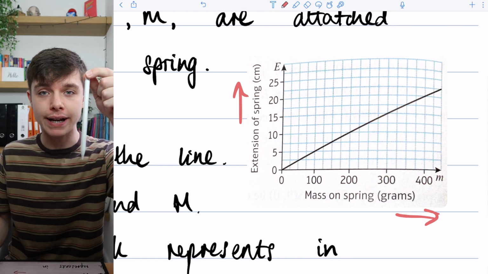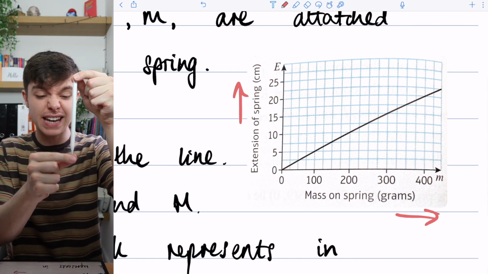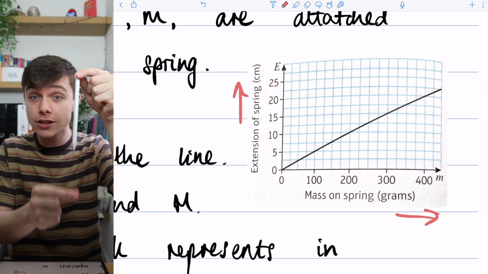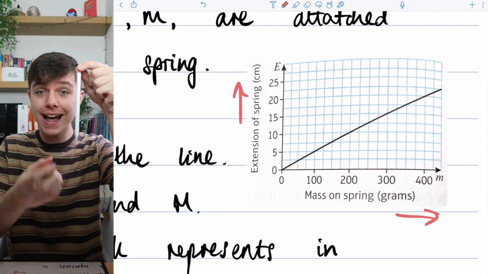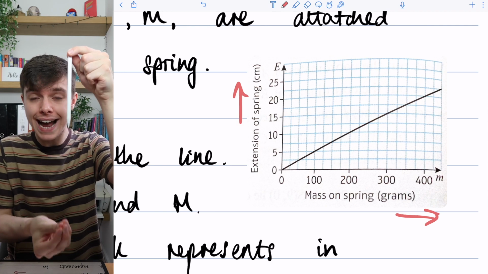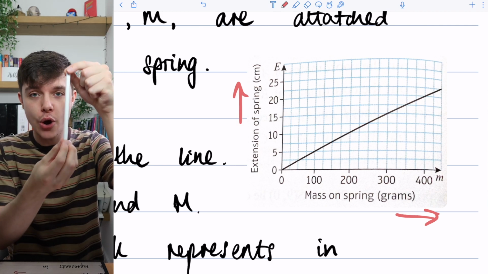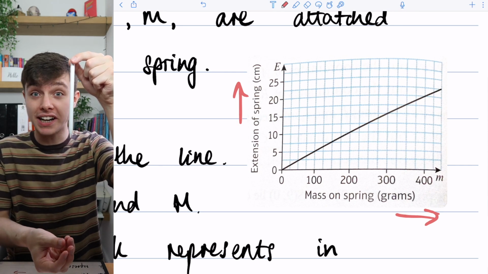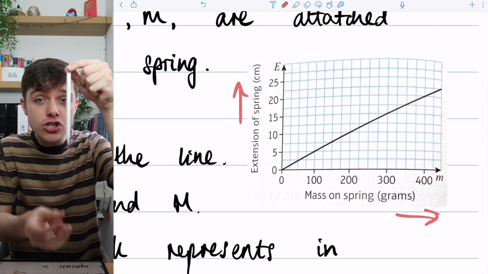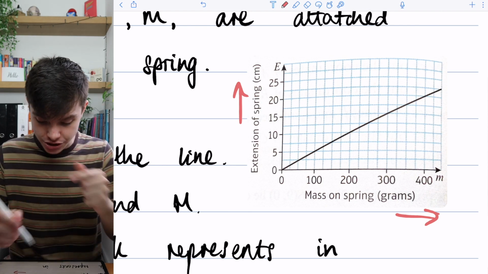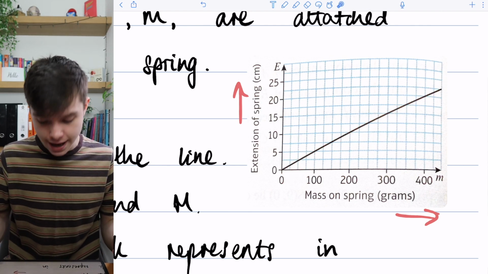If I've got a spring and I add a tiny little weight on the end, it's not going to extend the spring that much. But if I add a big weight, or I pull down on the spring with something much heavier than the little one I've just added, we can clearly see that's going to pull the spring a lot further. The extension of the spring is going to be a lot larger. And that's exactly what we've got going on here.